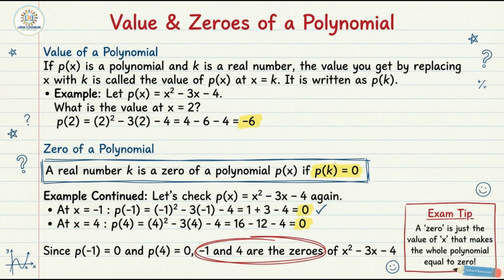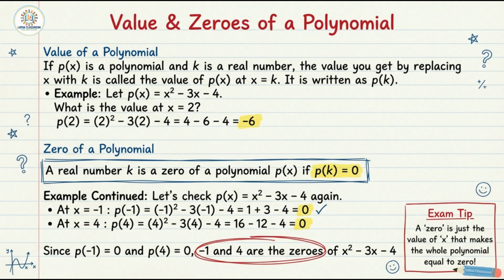Next, value and zeros of a polynomial. Value of a polynomial. What is the value of a polynomial? If p of x is a polynomial and k is a real number, the value you get by replacing x with k is called the value of p of x at x equal to k. It is written as p of k.